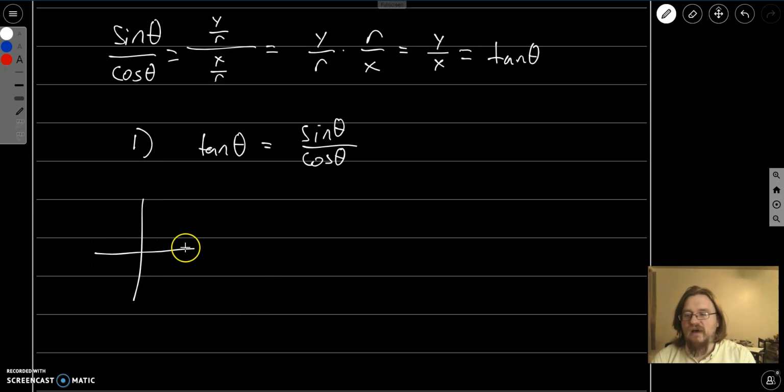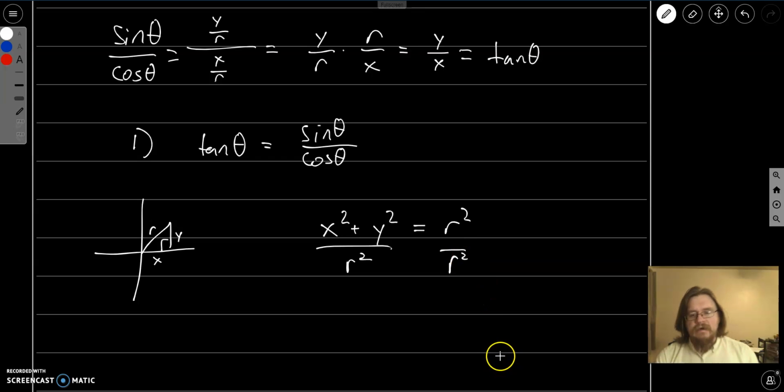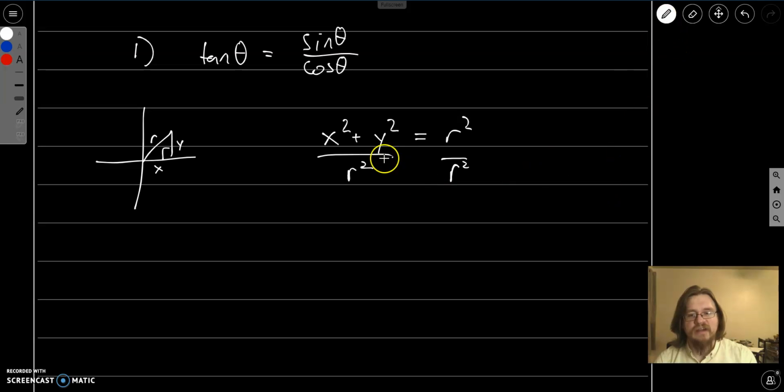So again, if we have our right triangle with r being the hypotenuse, x being the distance along the x-axis, and y being this distance here, we know that x squared plus y squared is equal to r squared. And now I'm going to do something maybe a little bit silly. I'm going to divide everything by r squared. So divide both sides by r squared. Why? Well, this simplifies into another nice identity.